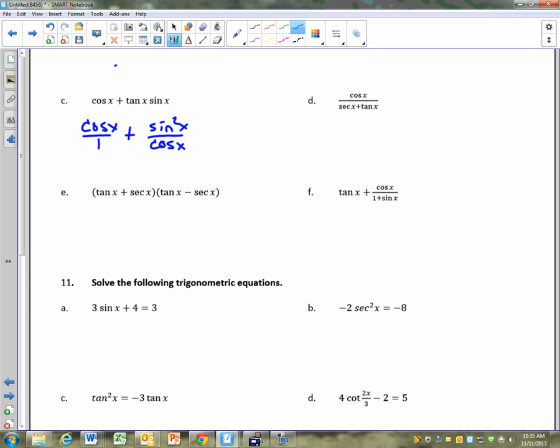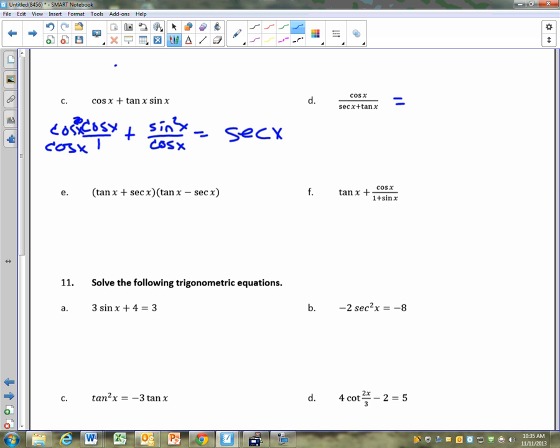Gonna set it up like that. Find common denominators, multiply top and bottom by cosine. And you get cosine squared plus sine squared, which is 1 over cosine, which is secant. How about D? What are you going to do for D?